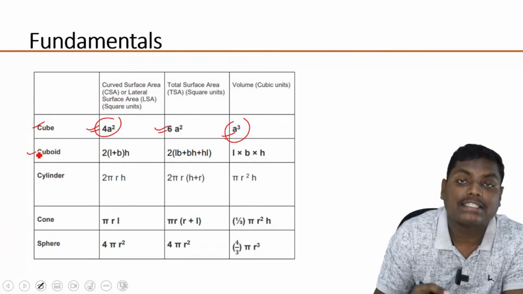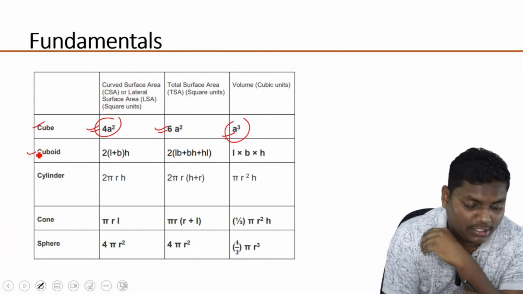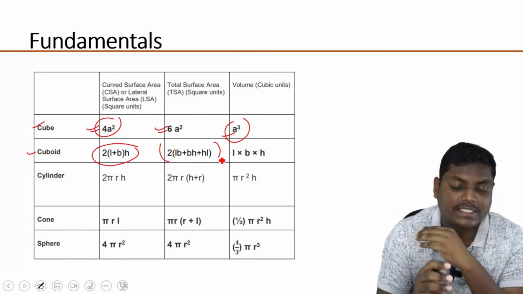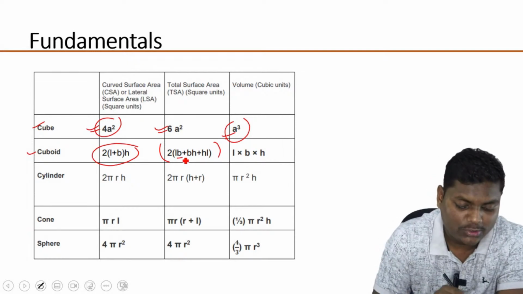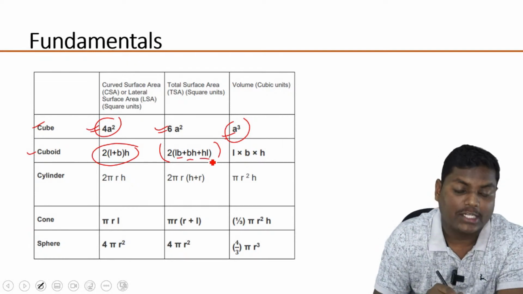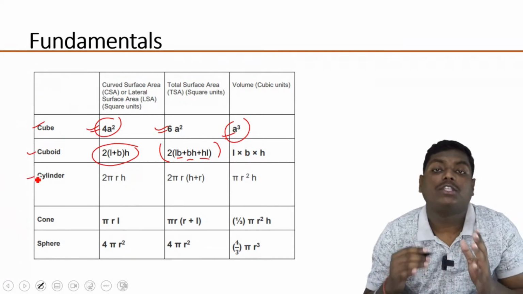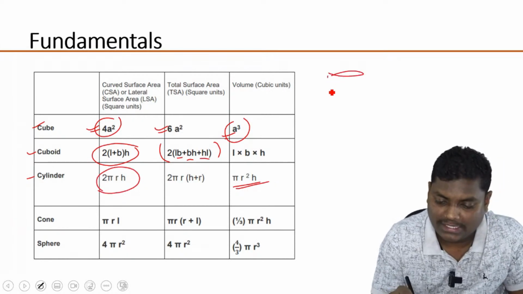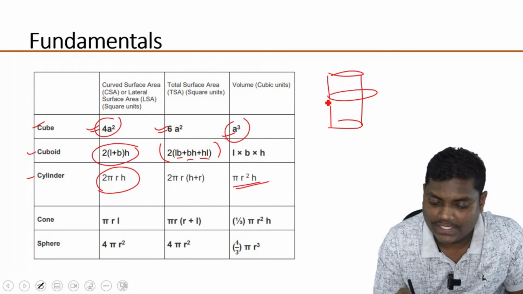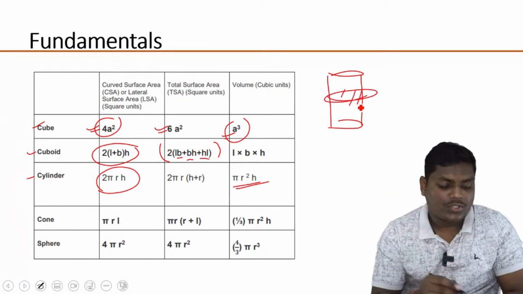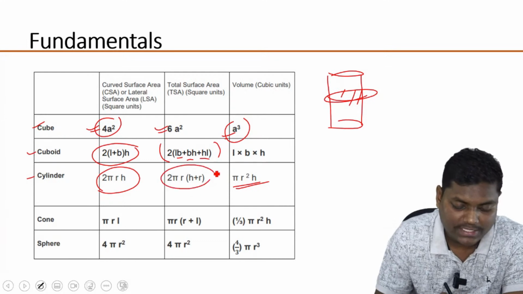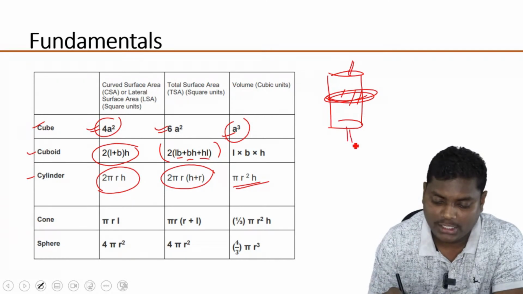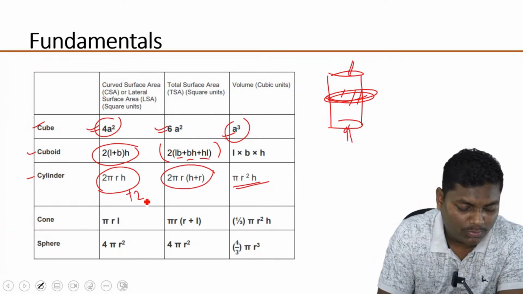Similarly, for a cuboid, the volume is length into breadth into height, and the curved surface area is twice length plus breadth into height. For the total surface area, we just need to add twice length into breadth plus breadth into height plus height into length. For a cylinder, the volume is given by pi r square h, and the curved surface area is the outer one, the wall of it. So it is 2 pi r h, and the total surface area will be the curved surface area plus the upper area and the lower area. So we just need to add 2 pi r square to this.